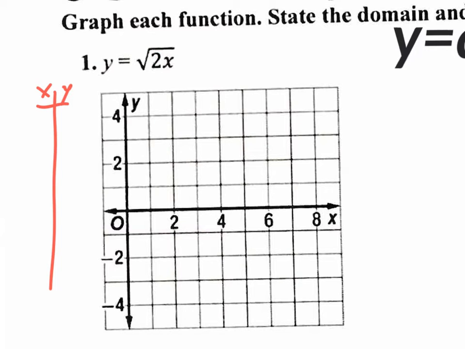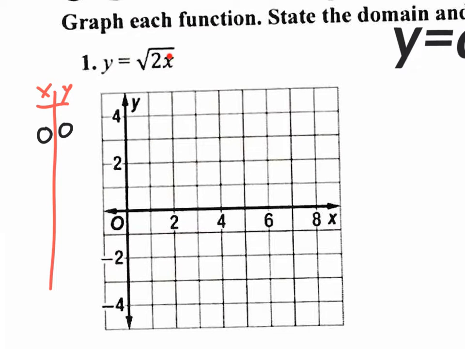So 0 is a great value to plug in, because when you plug it in right here, 2 times 0 is 0, and the square root of 0 is what? 0. Okay. What would be another nice number to have right here, so we could, forget about the 2x right now, what would be nice to take the square root of? 1, right? 1 would be nice. I mean 4 also, but let's go with 1 first.